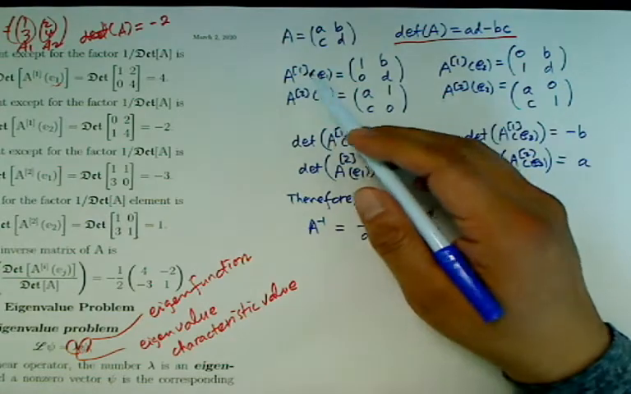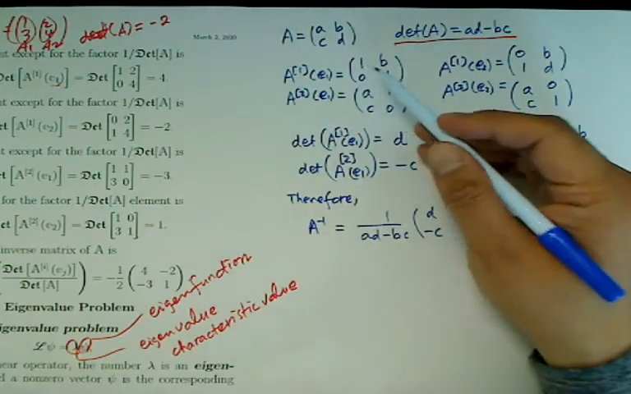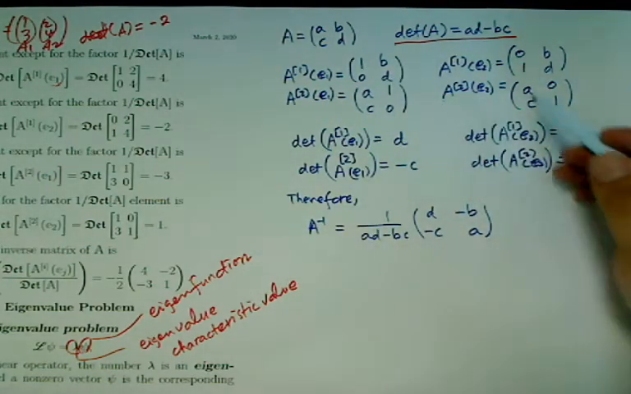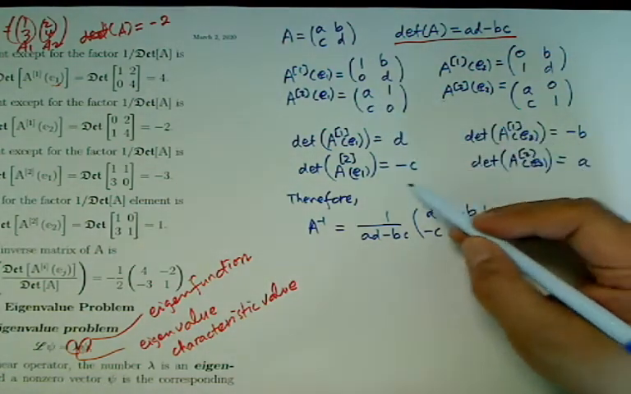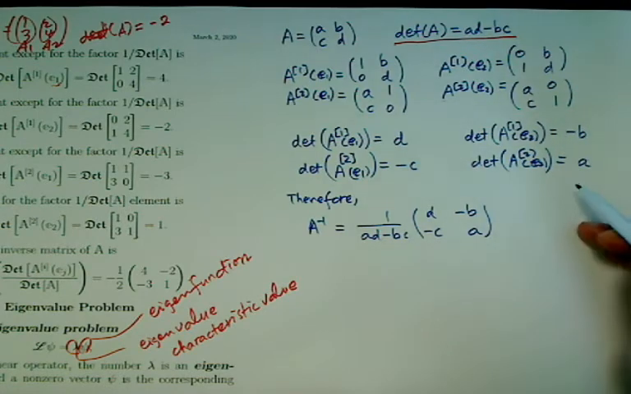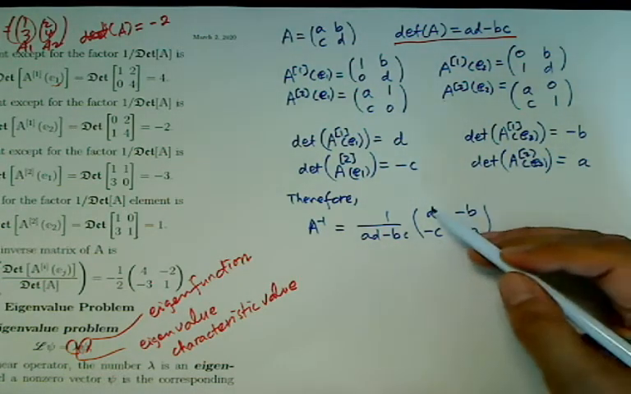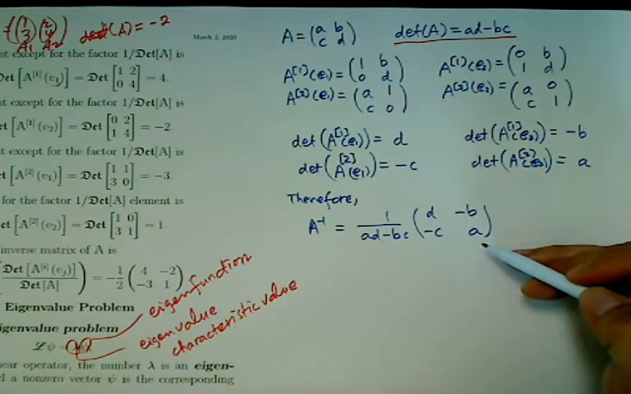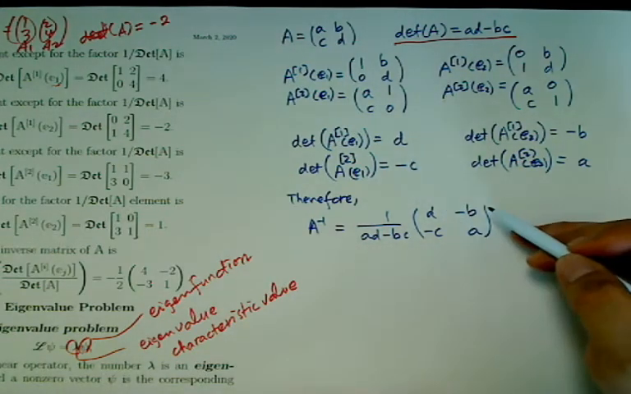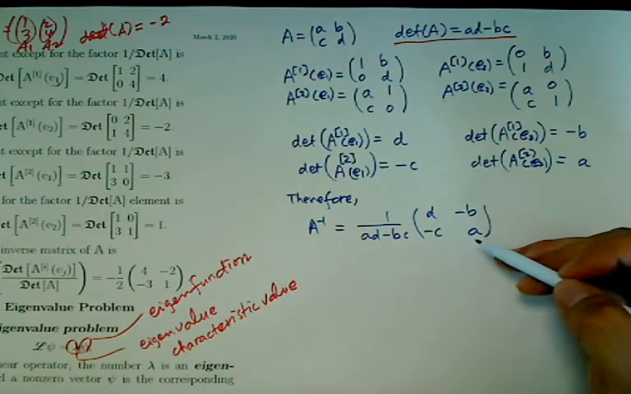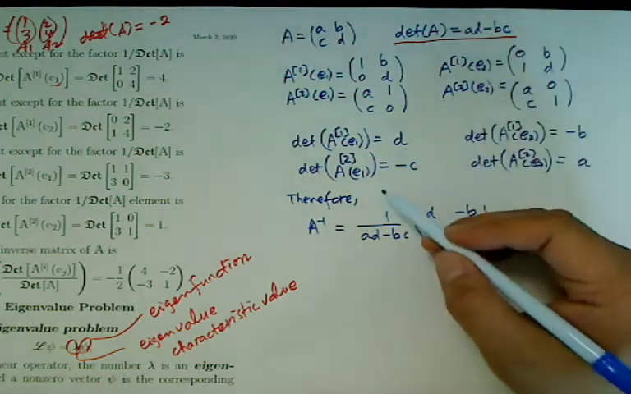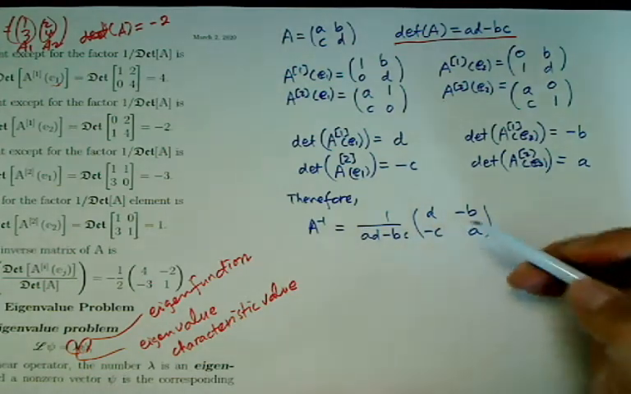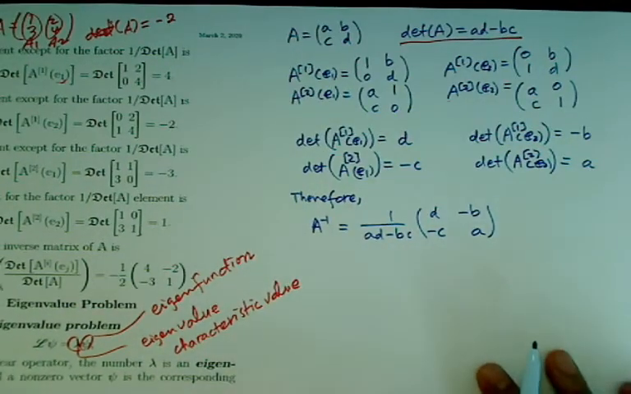Now let us compute each determinant. This is D, and this is minus B, and this is minus C, and this is A. So copy those elements in the right places, 1 1, 1 2, 2 1, 2 2: D, minus B, minus C, A. And the overall factor is the reciprocal of the determinant, 1 over AD minus BC. Alright.